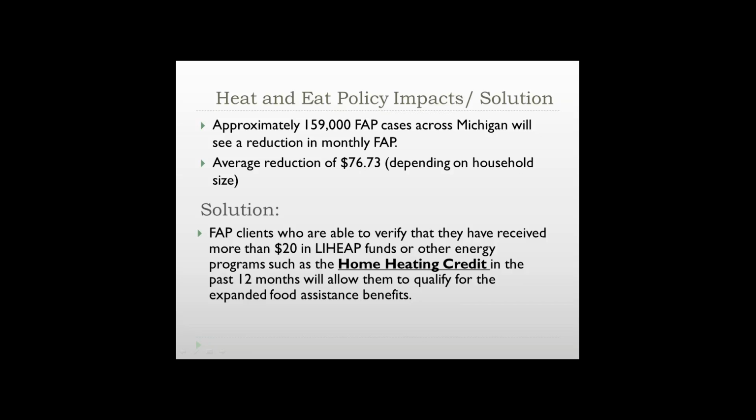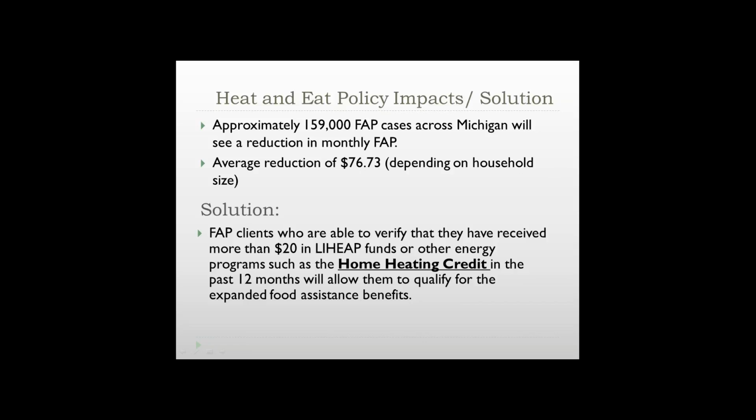So as a result of discontinuing the heat and eat policy in Michigan, approximately 18.2%, or about 160,000 food assistance participant cases, saw a reduction in their benefits. On average, the reduction in food assistance was about $76.73. Again, this depends on the household size and total household resources. There is, however, a solution to fix this problem of lost benefits.